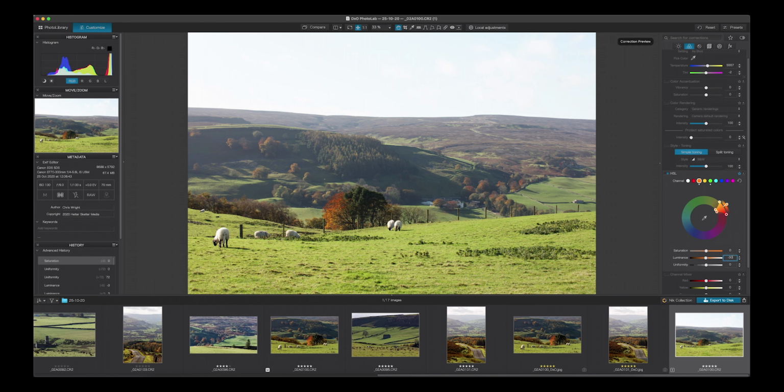Oops, inadvertently making that 30. Okay, and that restores it to its former glory. Or we can go to the right hand side and just reset the entire tool.